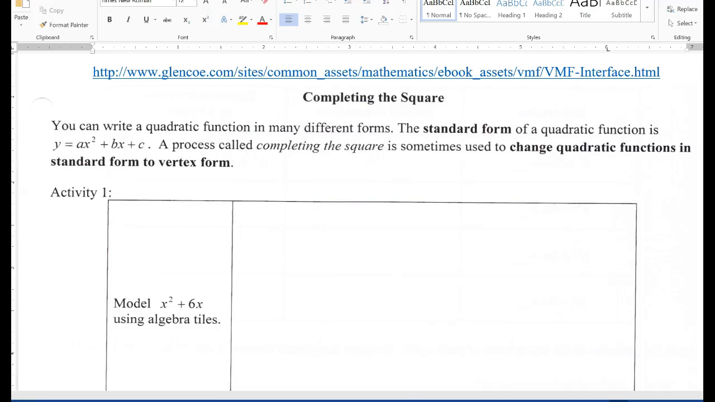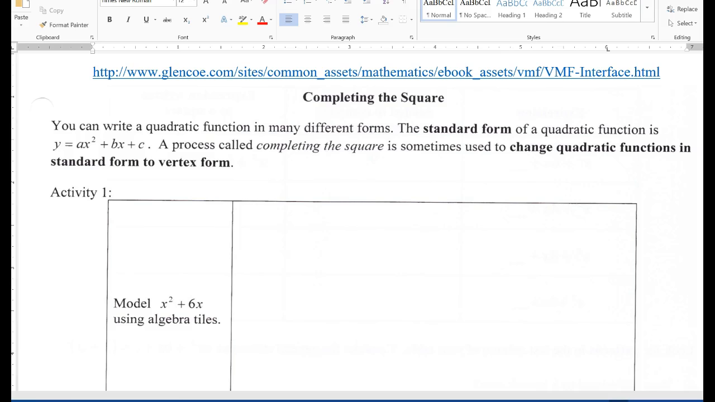Before you start the next lesson, what I'd like you to do is actually start this activity. It's not in your booklet, so make sure you come see me and get a copy, because we're going to introduce the idea of completing the squares not algebraically, but actually using algebra tiles. So if you're in class and doing this, that's great. Then we can actually use the real algebra tiles.